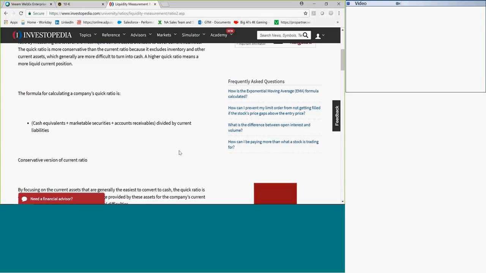So the idea is that if you really were strapped for cash and you needed money to cover current liabilities, this is like the most conservative ratio. So, if the current ratio is 1, maybe your quick ratio would be 0.5 or something like that. So if your quick ratio is 1 or more, well, that's really good because you're solvent even on just your equivalents, securities, and accounts receivable.